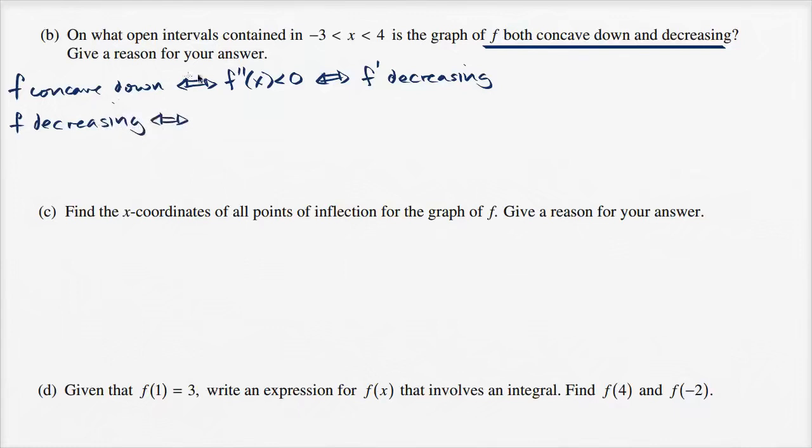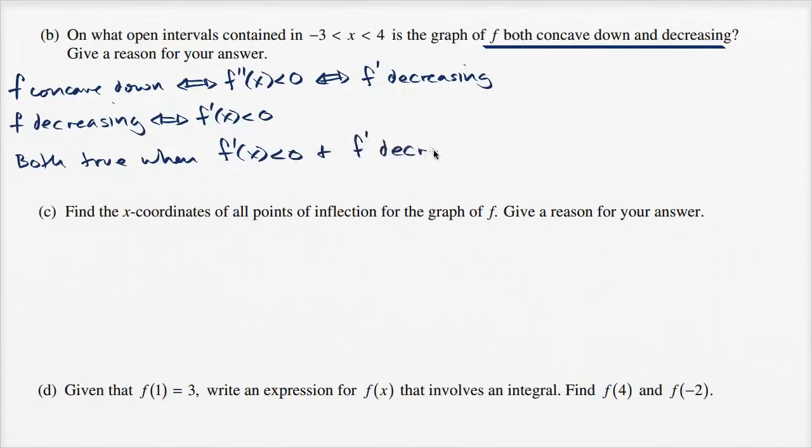Now, f is going to be decreasing if and only if you have a negative slope, if your rate of change is negative. So that's true if and only if f prime of x is less than 0. So both are true when f prime of x is less than 0 and f prime is decreasing. So let's see if we can identify that.